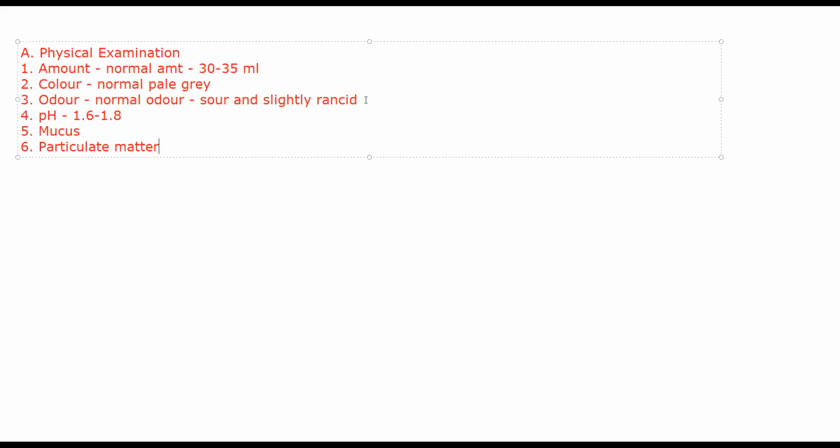Then the next test we'll do is for chemical constituents. We'll discuss chemical constituent tests tomorrow, right? What you'll check for as chemical constituents in gastric juice. All right, then we'll do duodenal contents.